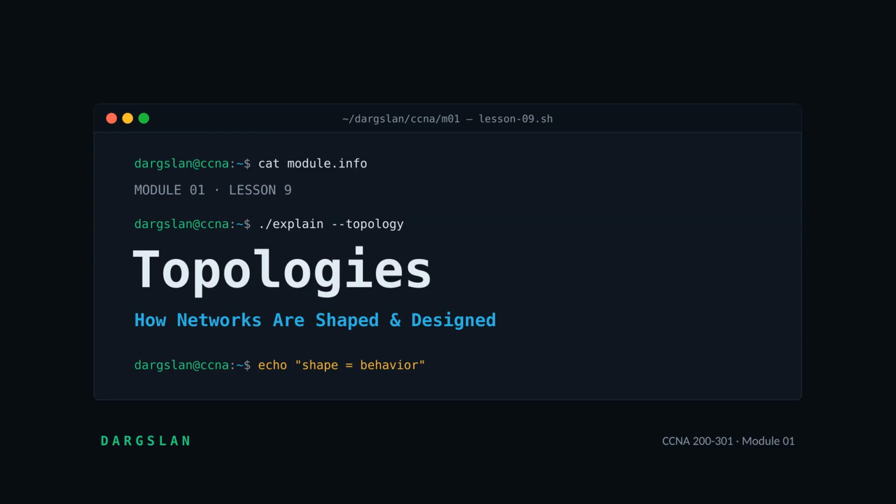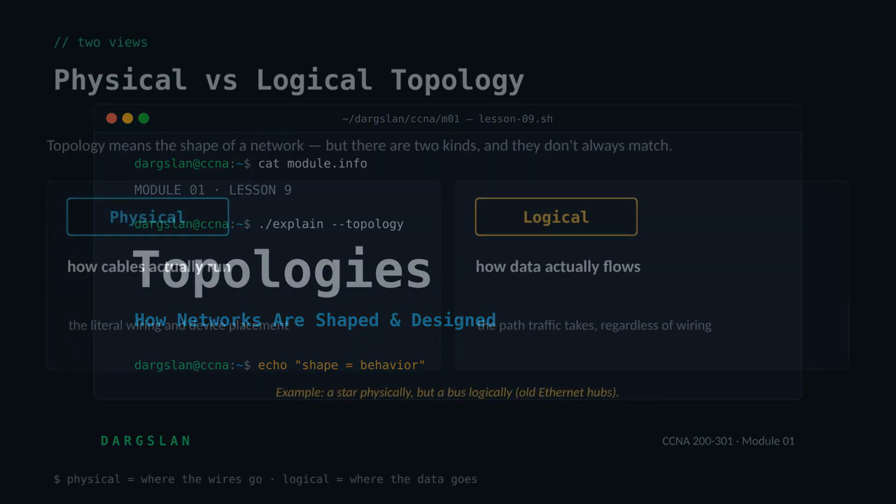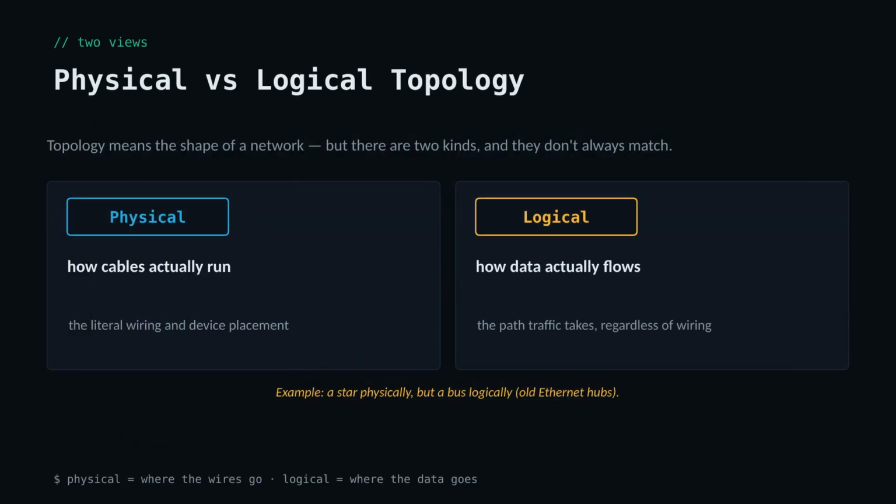This is Lesson 9, and today we're talking about topologies, how networks are physically and logically shaped, and why that shape matters so much. Here's the idea I want you to carry through the whole lesson. Shape equals behavior. The way you design a network directly determines how it performs, how it fails, and how it recovers. Let's dive in.